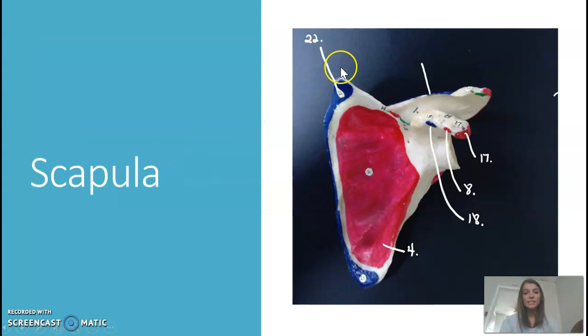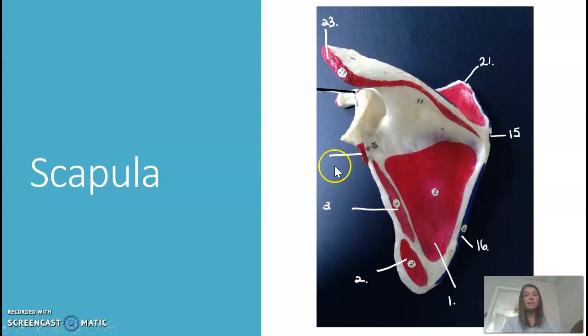Number 22 is the insertion of the serratus anterior. Number 17 would be the origin of the coracobrachialis. Number 8 would be the origin of the short head of the biceps brachii. Number 18 would be the insertion of the pec minor, and number 4 would be the origin of the subscapularis.